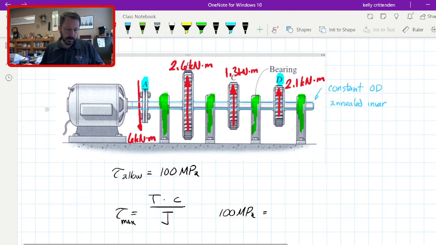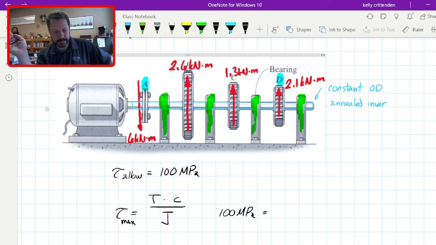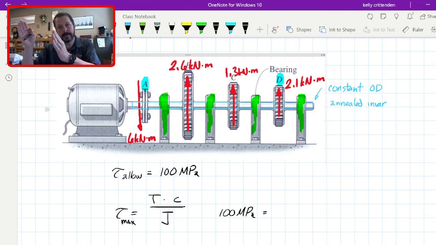Well, in this one, you've got the torque between A and B, the torque between B and C, and then the torque between C and D. The largest amount of torque is going to be between A and B because you're putting 6 kilonewton meters in right there at A, and then you're removing some of it at each successive stage, B, C, and D.